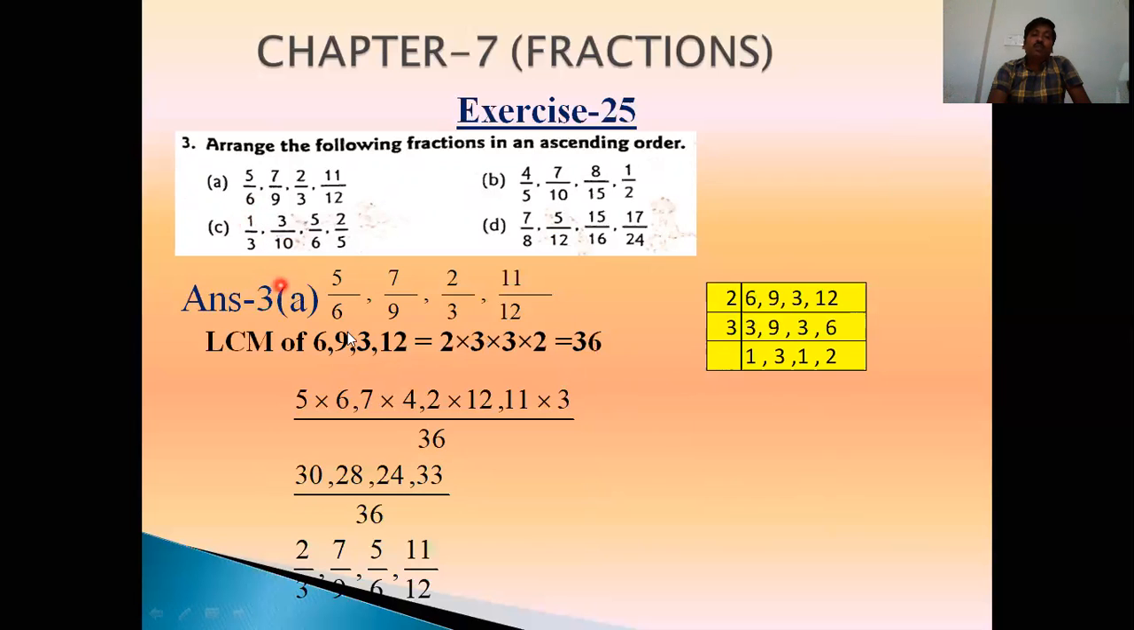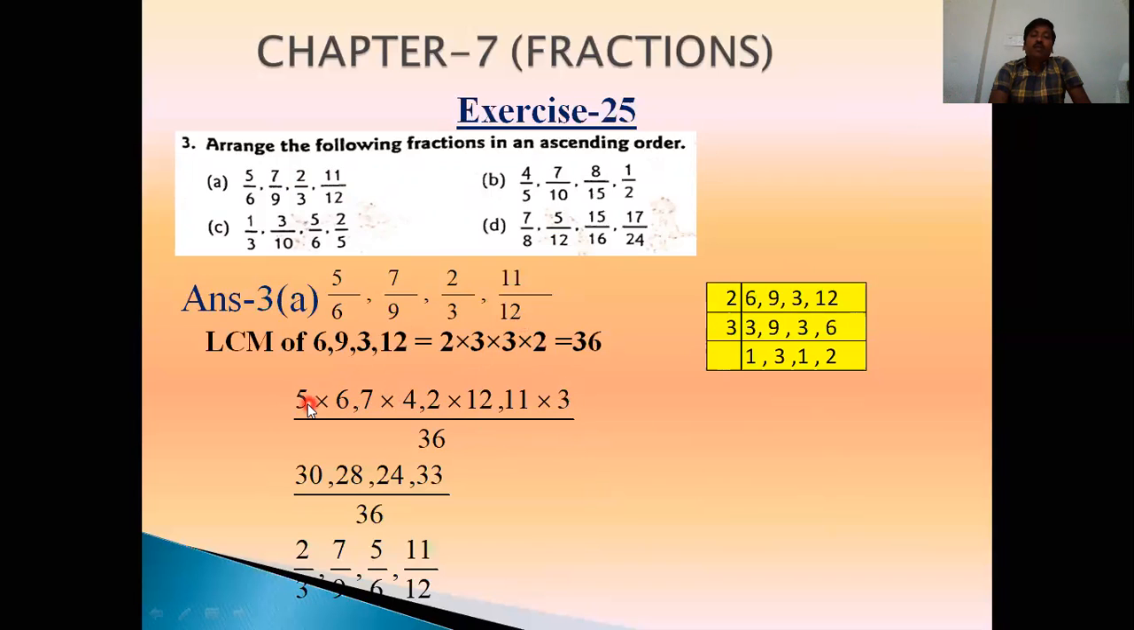Now divide 36 by 6, we get 6, and 5 is multiplied by 6, the quotient. Now 36 divided by 9, we get 4, and 7 is multiplied by 4. Once again, 36 divided by 3, we get 12, and 12 is multiplied by 2. And now 36 divided by 12, we get 3, and 3 is multiplied by 11.